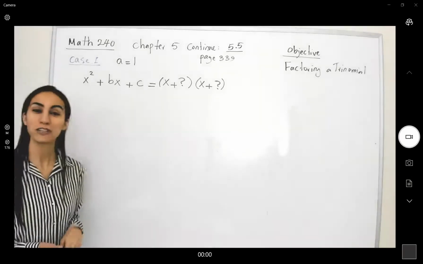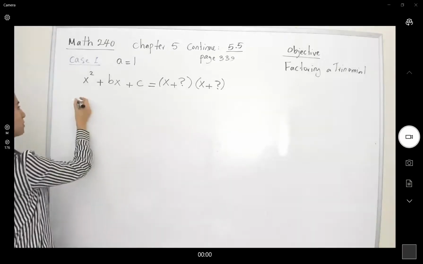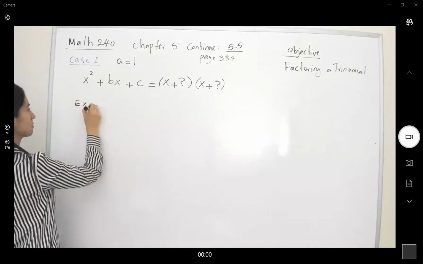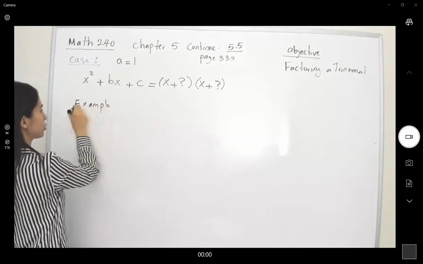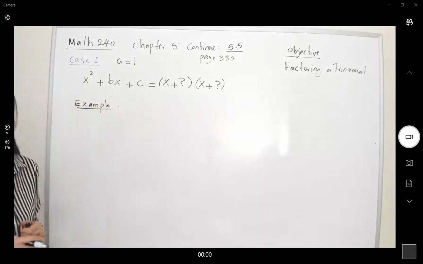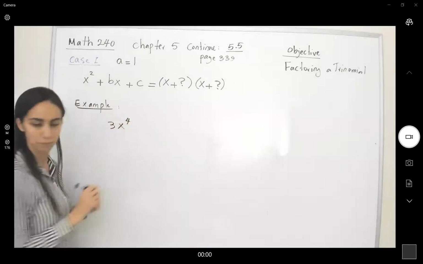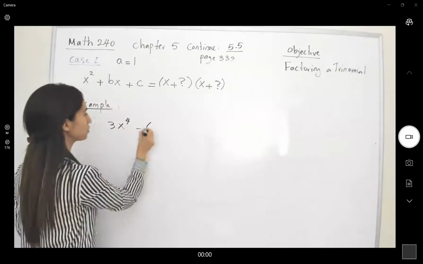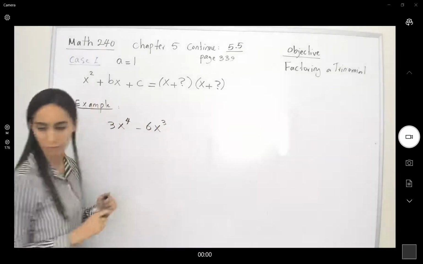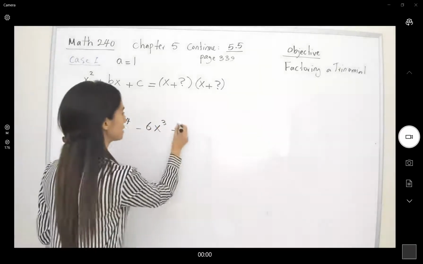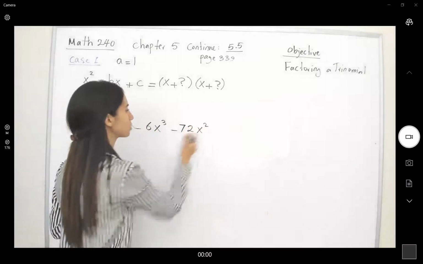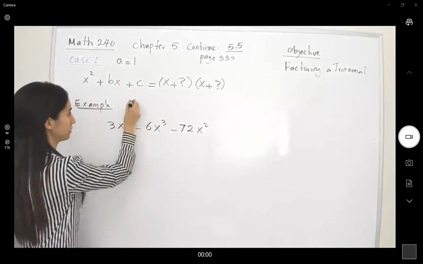Let us make it more interesting. In this example, we have an expression which is 3x to the fourth minus 6x cubed, finally minus 72x squared, and the question says factor completely.